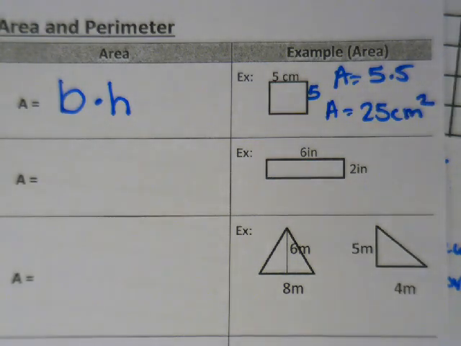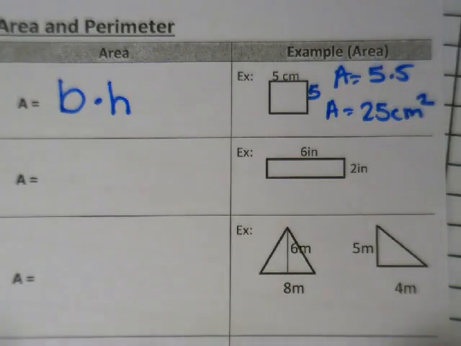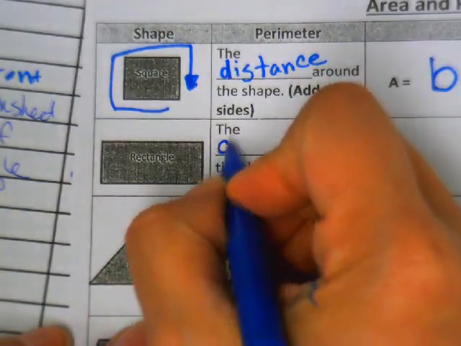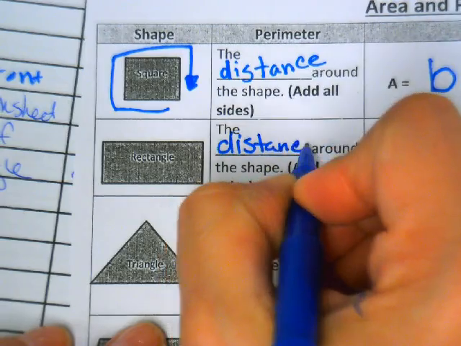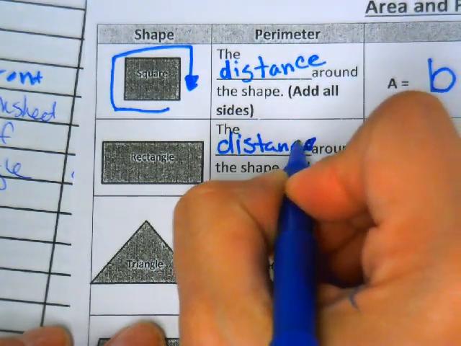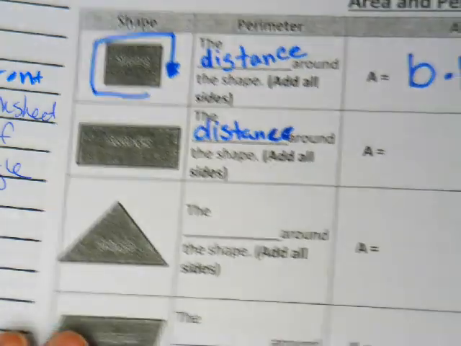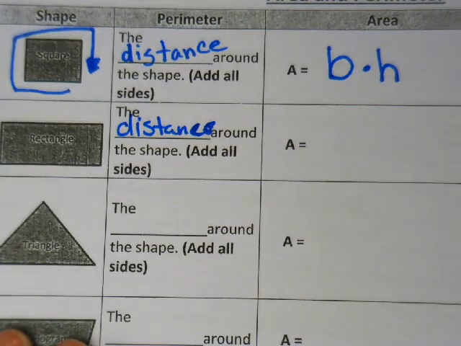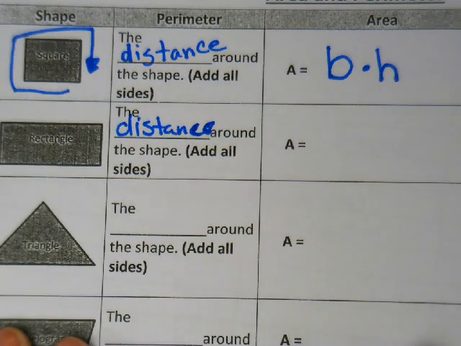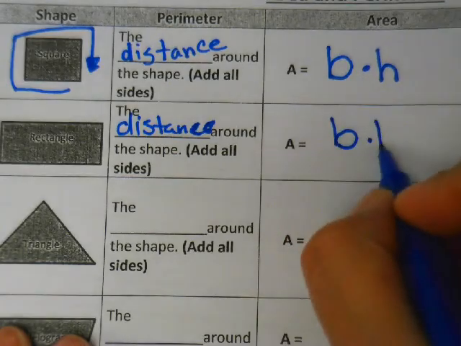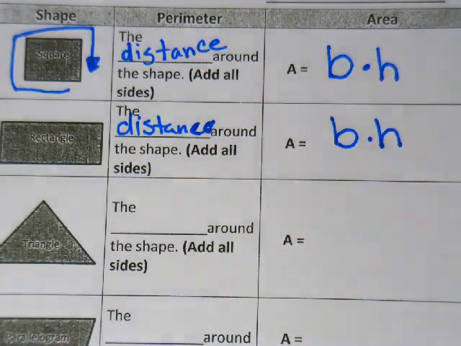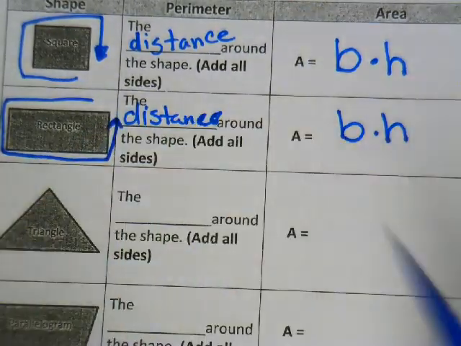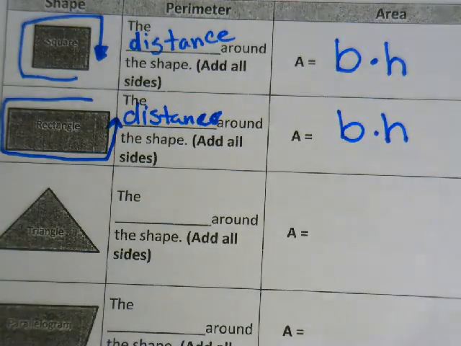All right, for a rectangle, the perimeter is the distance. What is the formula for the distance of a rectangle? What is the... Base times height. Yeah, base times height. Same thing as a square. We're going all the way around the outside of our rectangle for perimeter. For area, it would be the inside part.